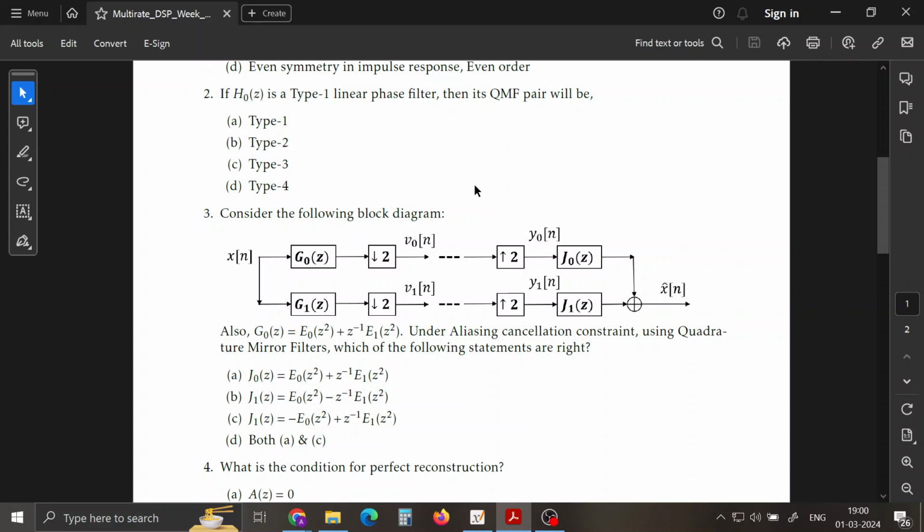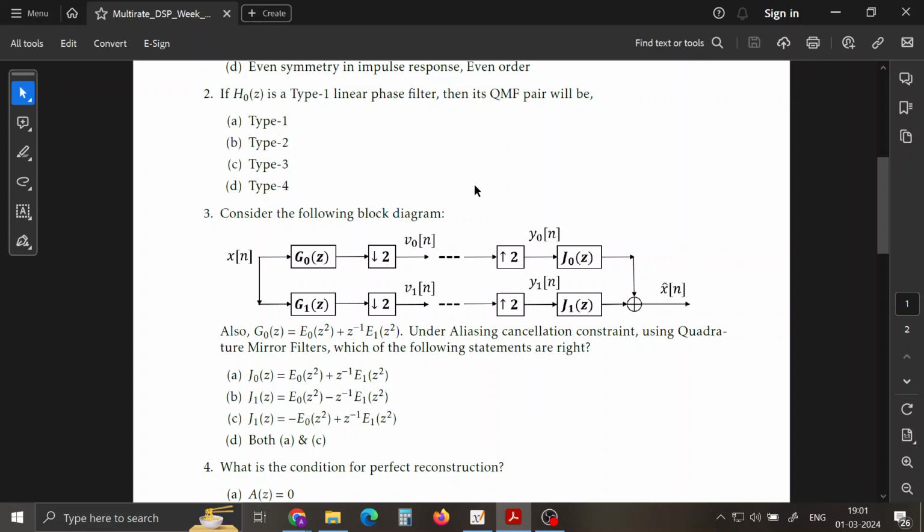You see, there are two channels. So this is the special case of M equals 2 for a two channel maximally decimated filter bank, right? So we have the analysis filters G naught of Z and G1 of Z on the left side, and towards the right end we have the synthesis filters J naught of Z and J1 of Z. I think in the lectures we have used a slightly different notation. Instead of G we have used H, and instead of J we have used F. Doesn't matter, it's just a notation.